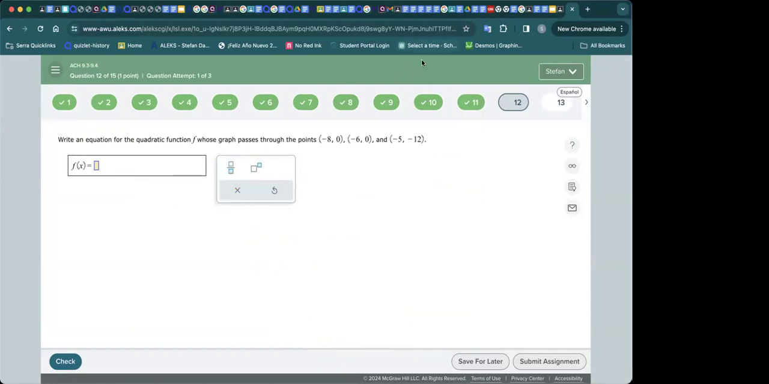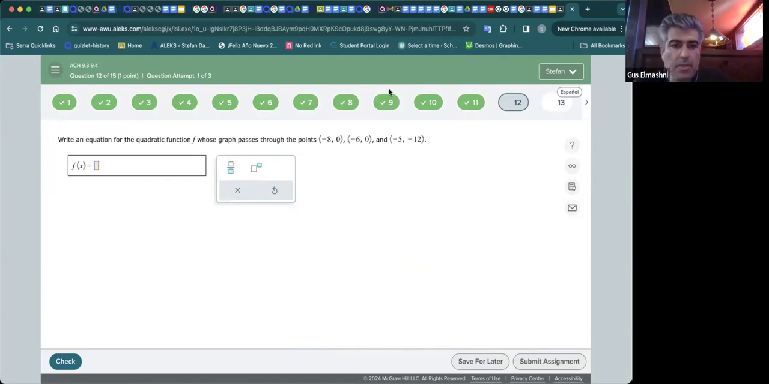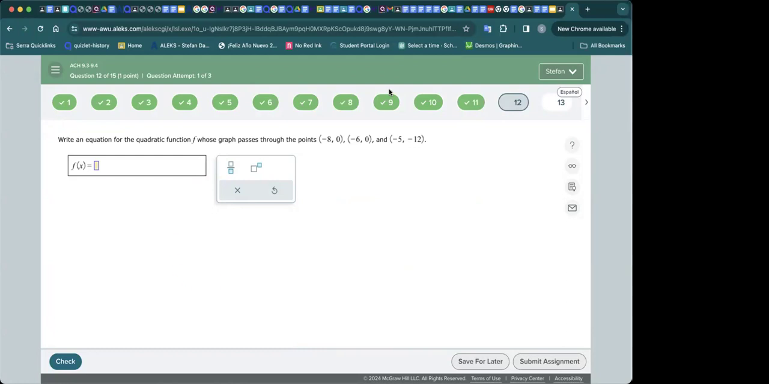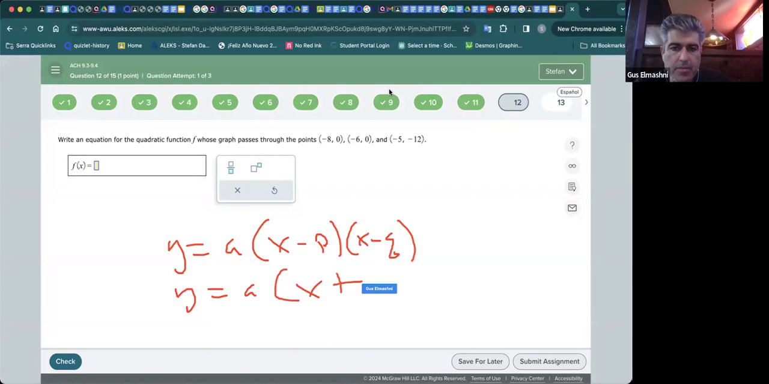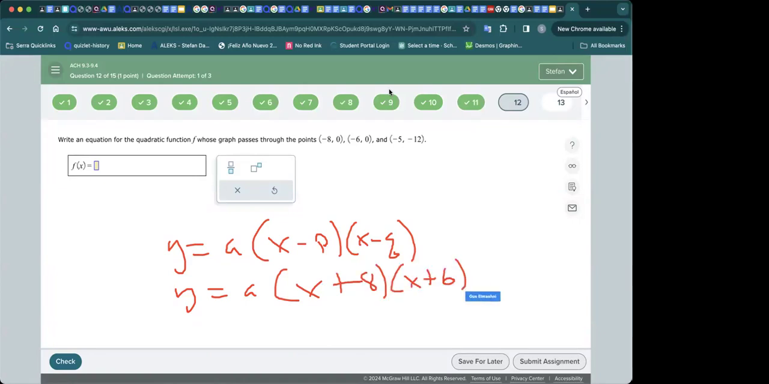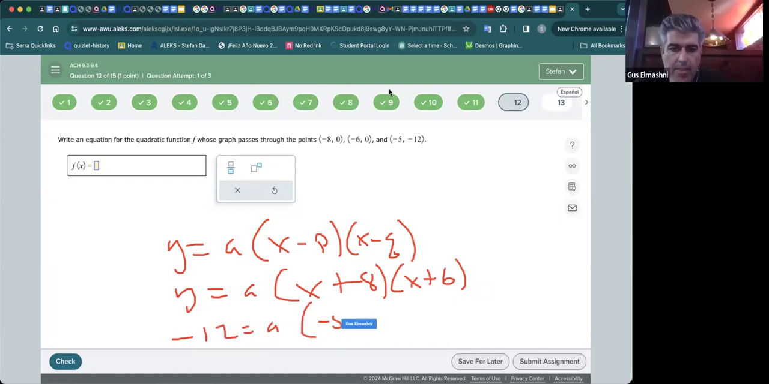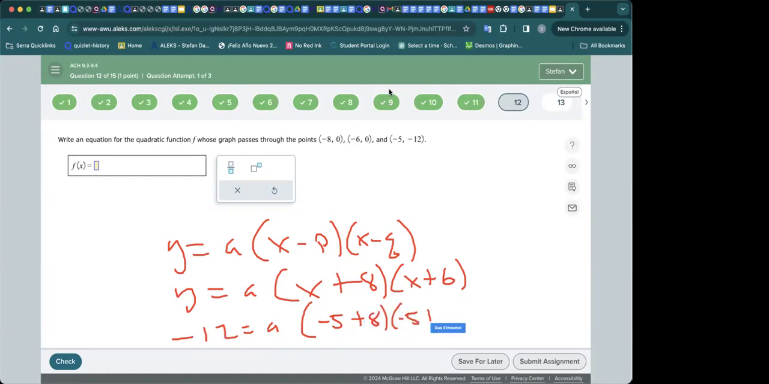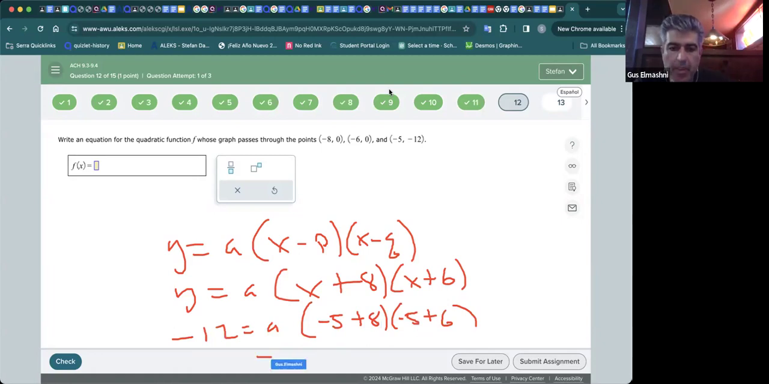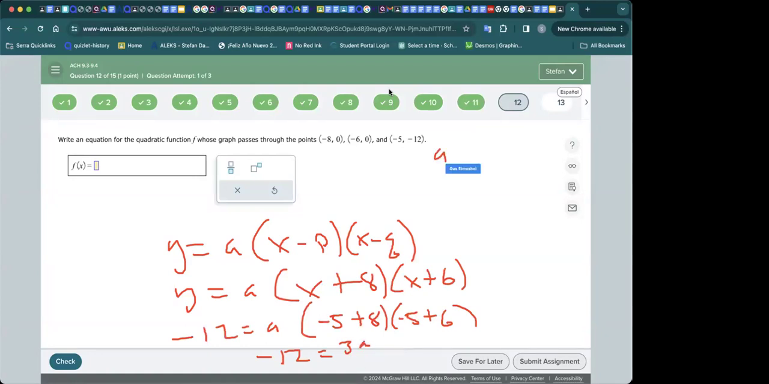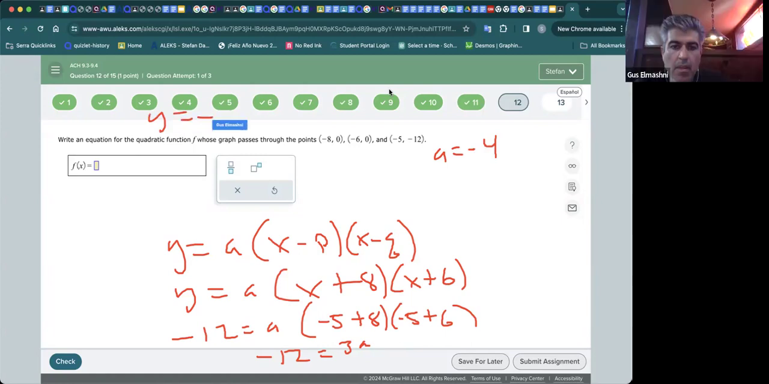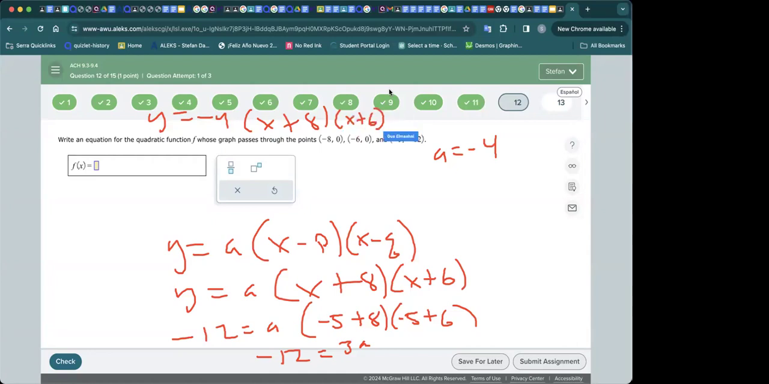Okay. This one. So what you want to do is make a quadratic equation like this. So x plus 8, x plus 6. And plugging negative 12 for y and negative 5 for x. And work it out. So that would be negative 12 equals 3a plus 1. Yeah, so in this case, that's your equation. There you go. Equals.